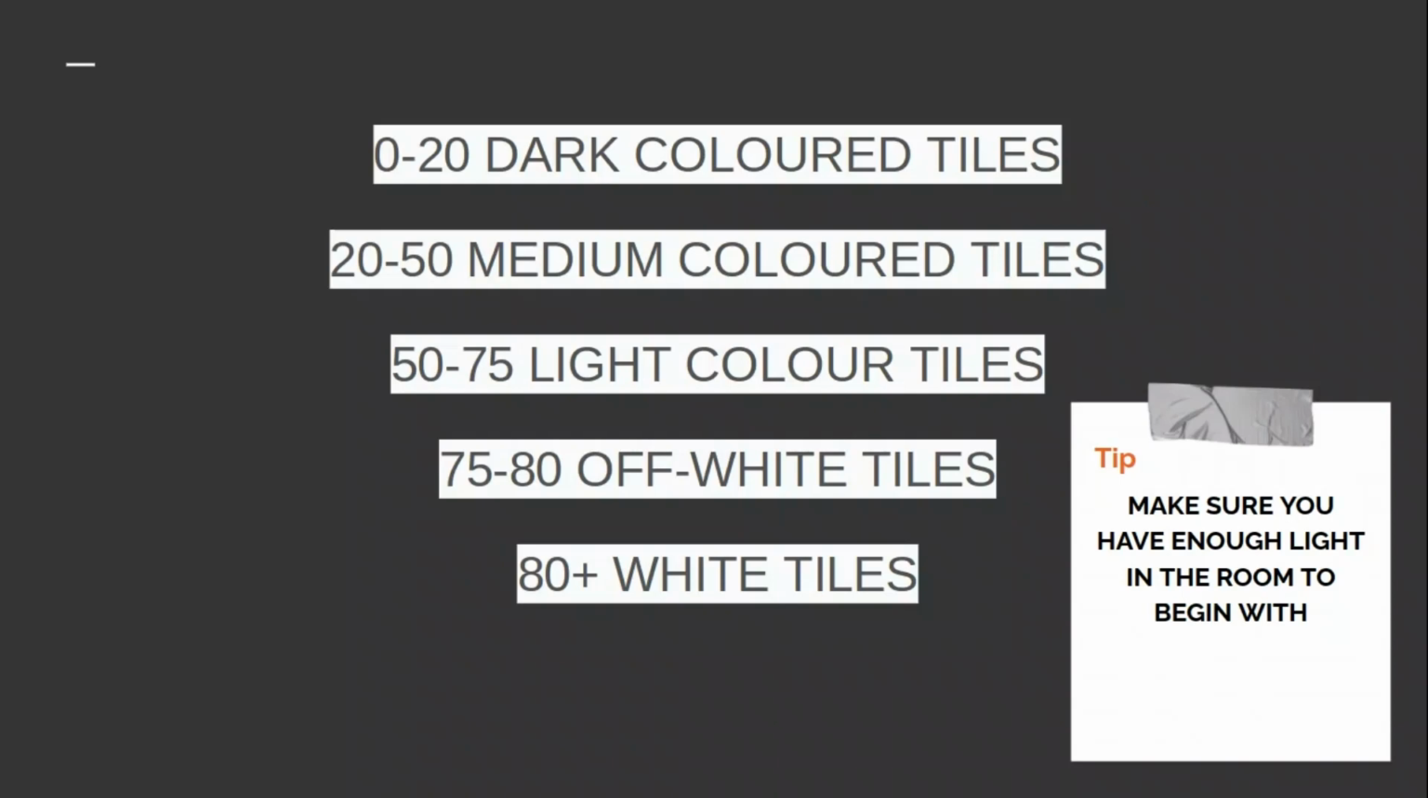So let's talk about 0 to 20, dark color tiles. The colors of these tiles in that range are going to have obviously a low LRV and reflect some light, but not a lot. Basically, they're more about absorbing light than anything else. So in that earlier example I talked about, a very bright room, these are the kind of color tiles you want to go for, because they're going to absorb a lot of that light and reflect less back into the room.